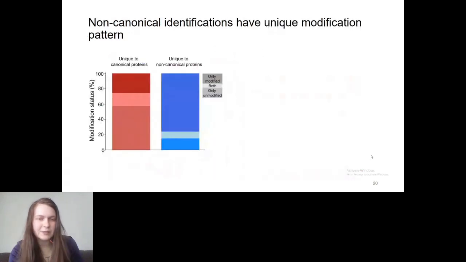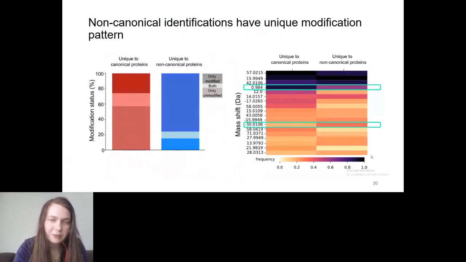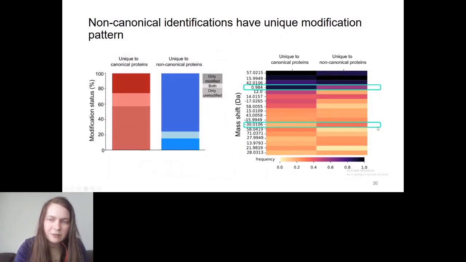What is striking is that 85% of non-canonical peptides are modified, compared to 42% of canonical peptides. And non-canonical peptides also have a distinct modification profile. For example, they are less often deamidated and more often have an oxidized proline.